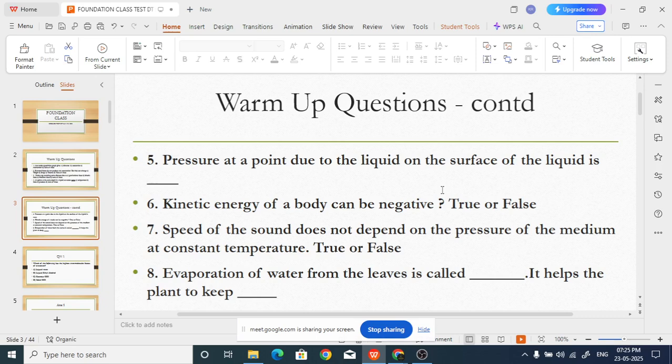When you go down in that beaker, inside the liquid, when you go to depth, there will be pressure, and that will be actually due to the liquid. Hydraulic pressure, no, I'm asking the value of the pressure. Pressure at a point due to liquid on the surface of the liquid is dash. Value, numbers.